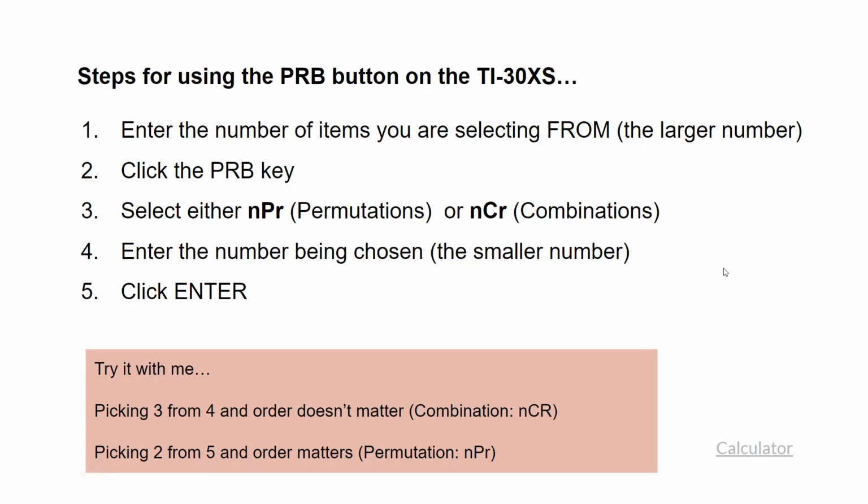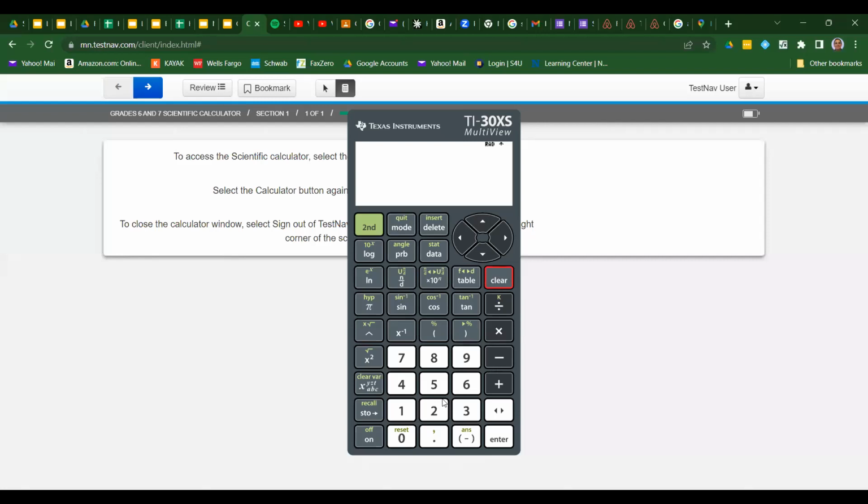All right, there's my calculator. So as I said, we're going to start out with 3 out of 4. And it's going to be a combination. So we click 4 first, then the PRB key.